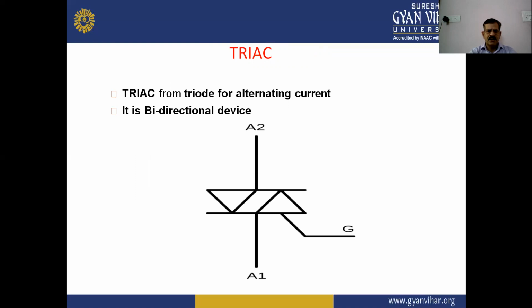Next semiconductor device in the family is the triac. Triac comes from triode for alternating current. It is a bidirectional device, and also a three terminal device. One is the gate, second is anode A1, and third is anode A2. So this is a three terminal, bidirectional device.